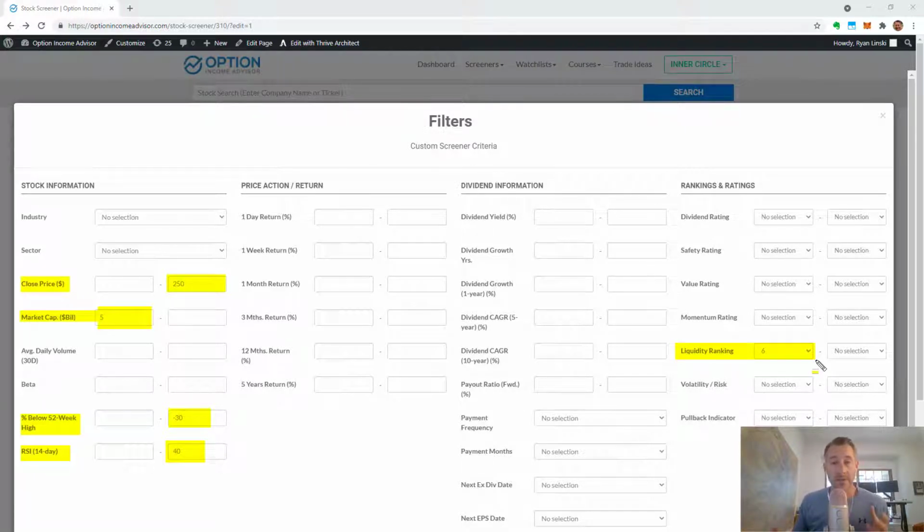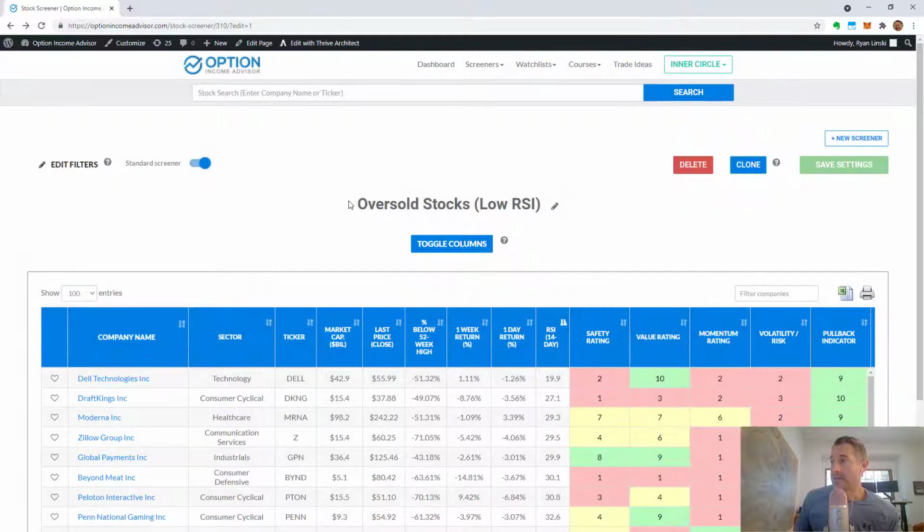we could do something like the triple play on these stocks. So I like to have good liquidity. And so that's it. That's all I put in the filter. So we'll see what it returns here. And so again, you can see oversold stocks, low RSI.